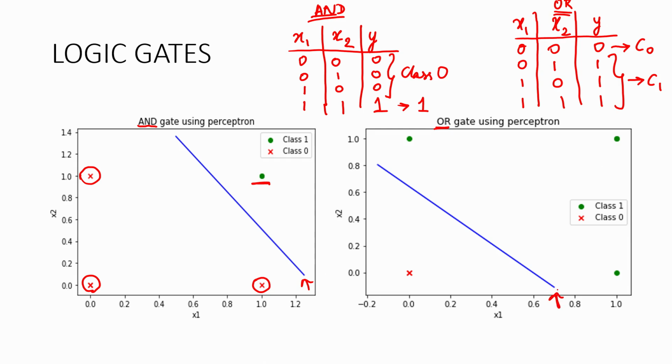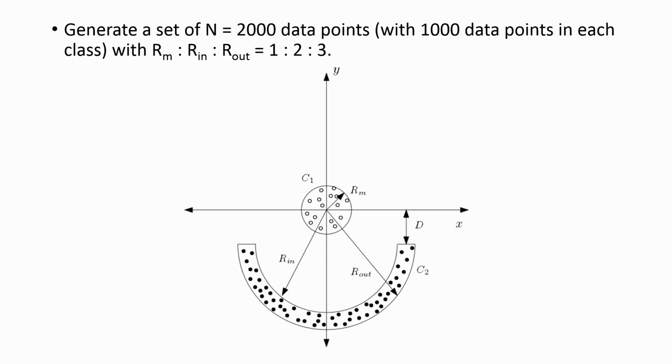Now, let us consider a new problem. Let us consider data of this form, that is, we have two classes, this being C1 and this half moon being C2.